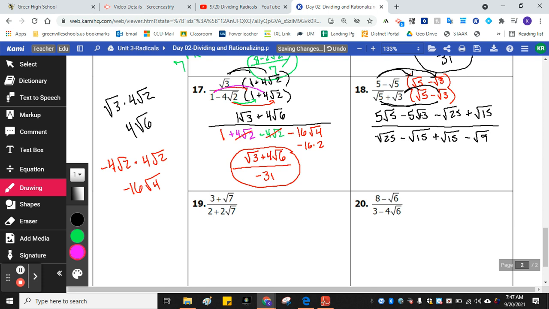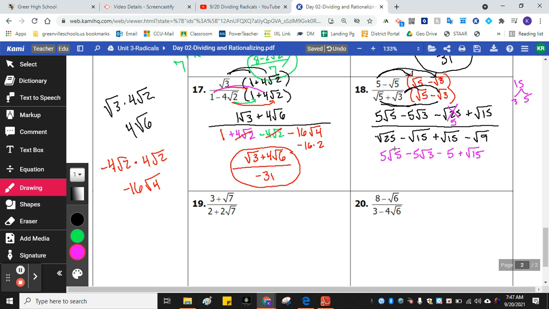5 square root of 5 can't simplify. 5 square root of 3 can't simplify. Square root of 25 we know is 5, so minus 5. And square root of 15 just breaks down to 3 and 5. There's no groups of 2, so that's it. It's as much as we can simplify on the top. Doesn't look simplified at all to me, but it is.